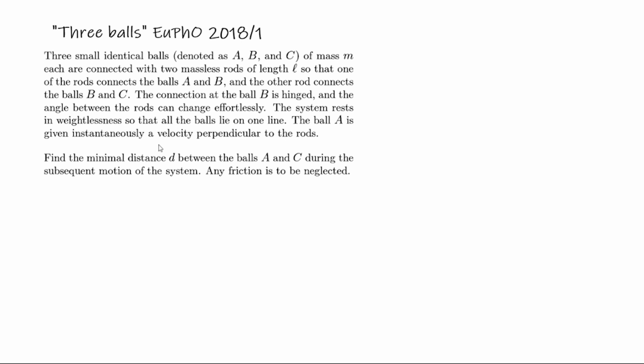The ball A is given instantaneously a velocity perpendicular to the rods. Find the minimal distance d between the balls A and C during the subsequent motion of the system. Any friction is to be neglected.